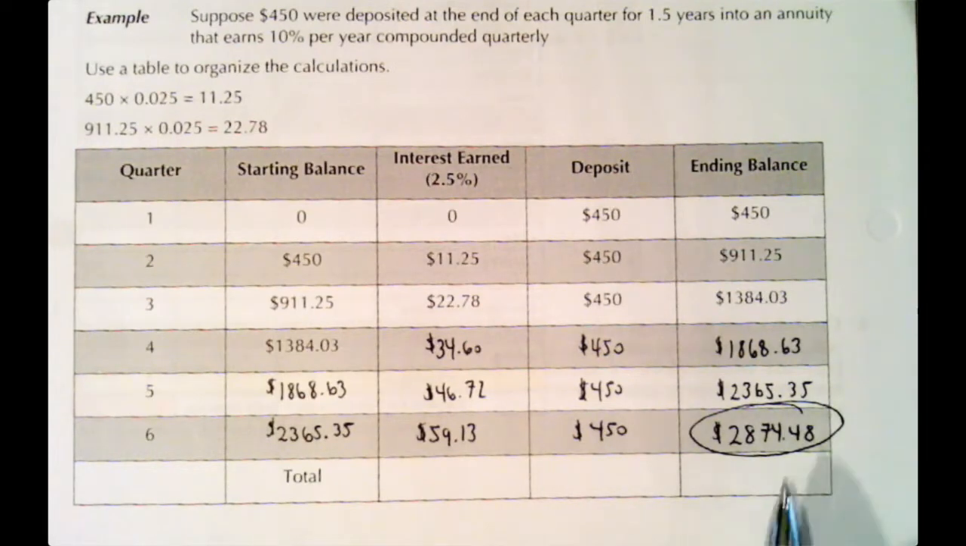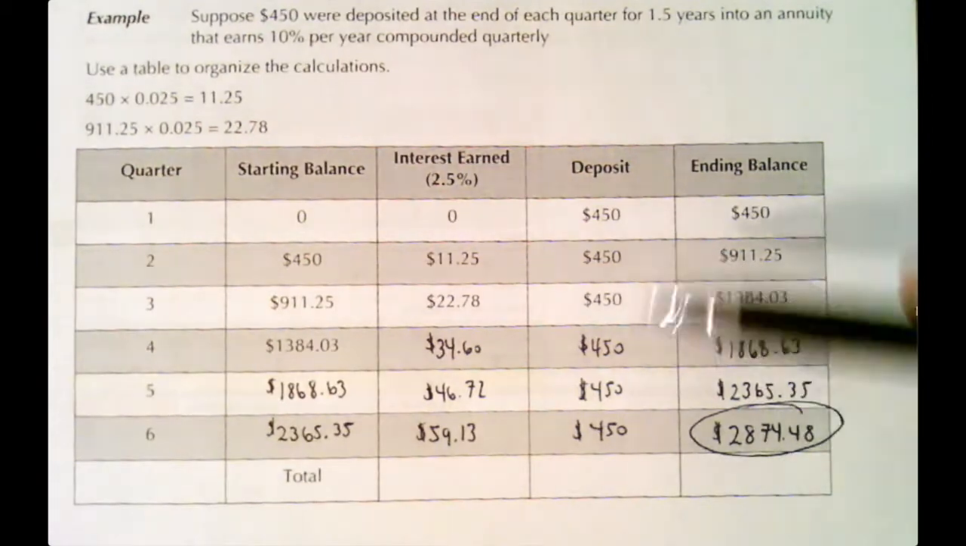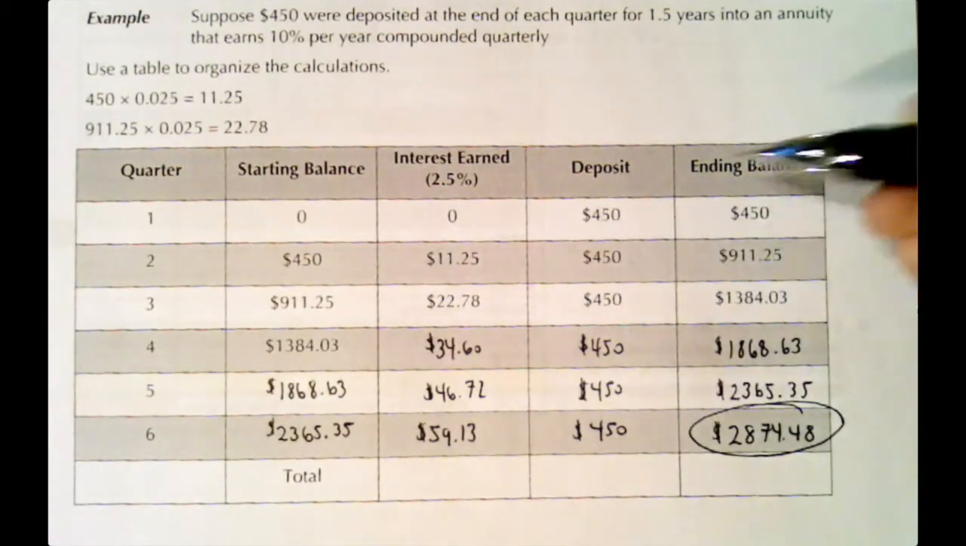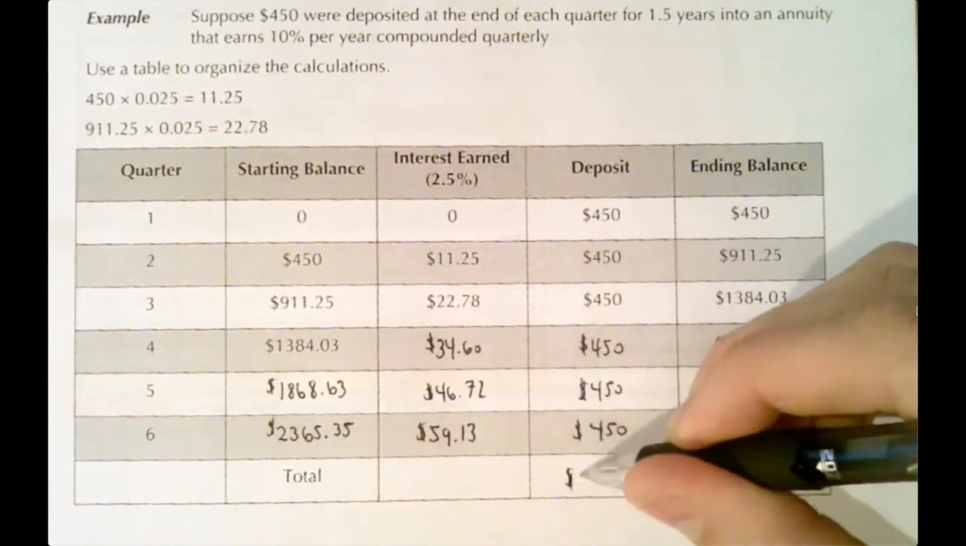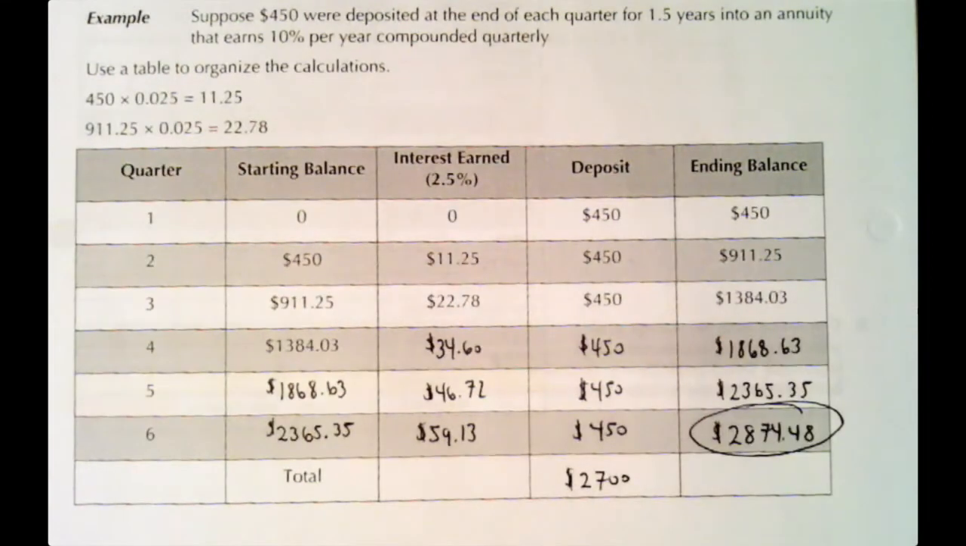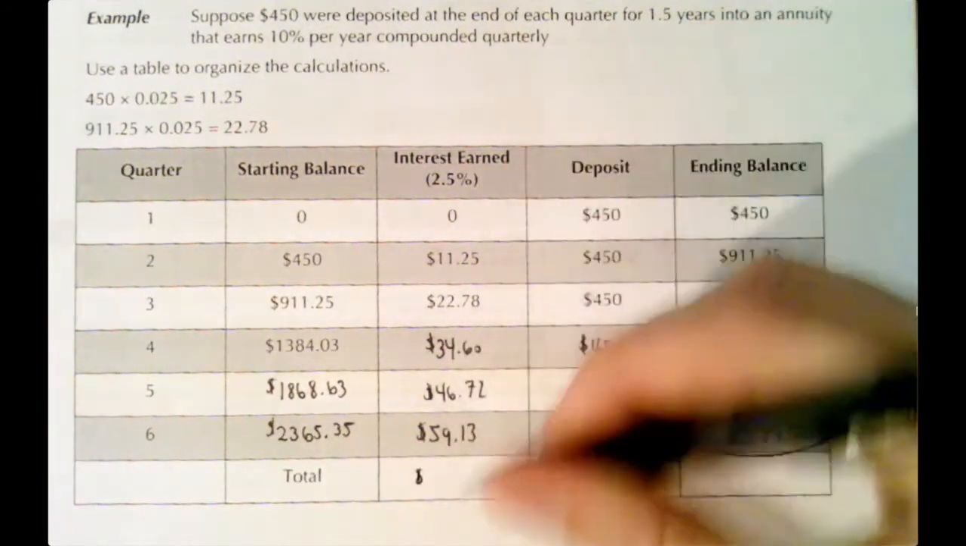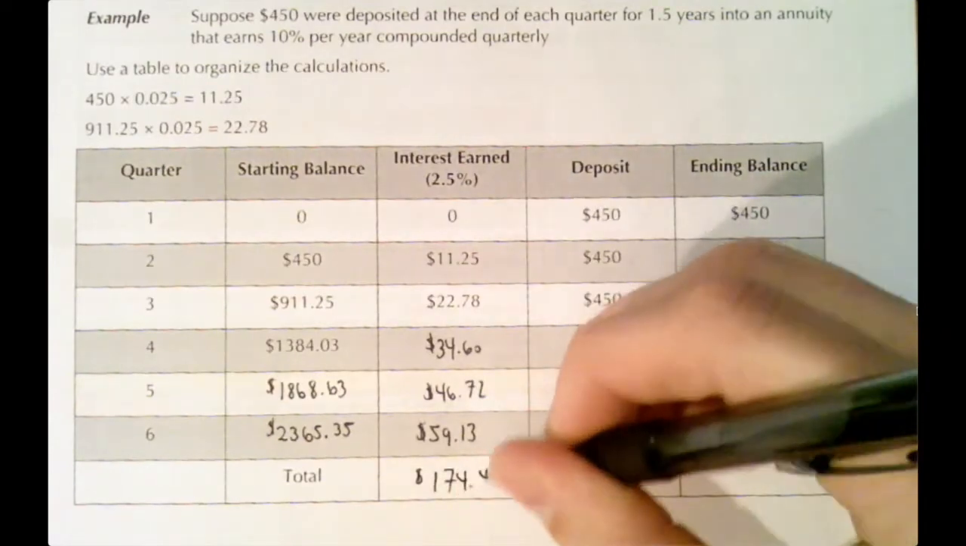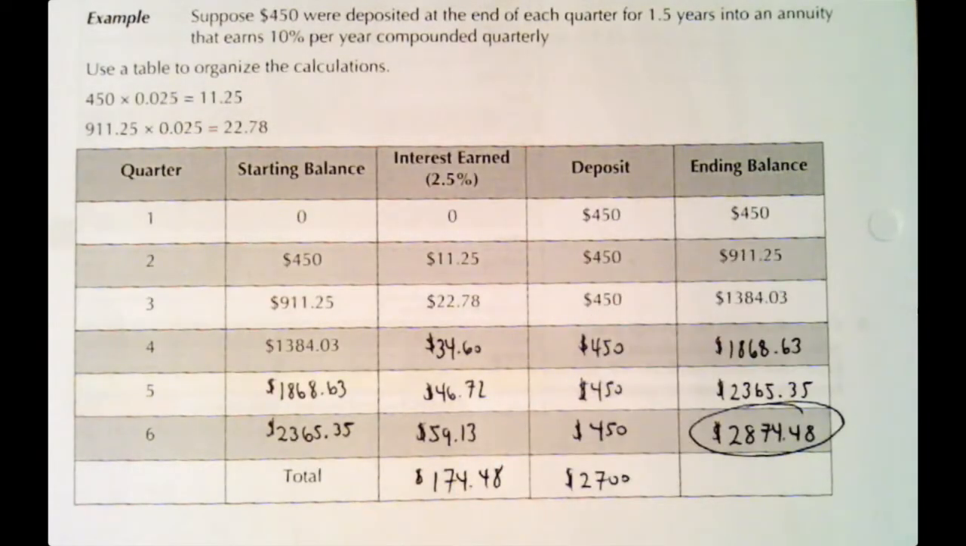And what's neat is you can see where this ending balance came from. We deposited $450 6 times. Well, if we add that up, that's $2,700. So of the $2,874.48, $2,700 of it came from our deposits. The extra amount, which is all the interest added up, $174.48, came from the bank for investing the money. That's the total interest. And there we have it. Total interest plus the total of our deposits gives you your ending balance.